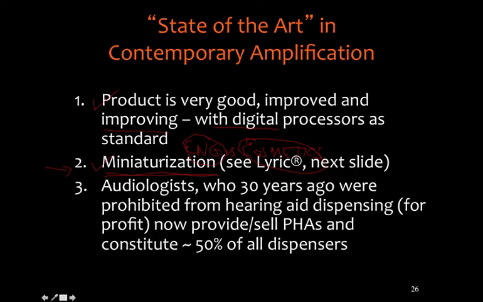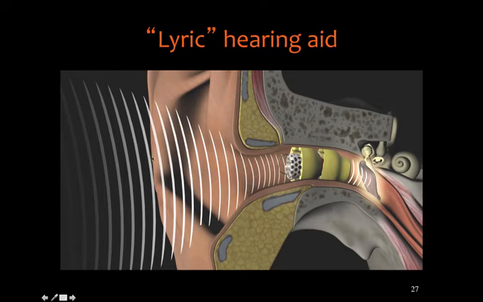I'm going to jump ahead to the next slide just to show you sort of the latest and greatest. So here's a contemporary product called Lyric. Lyric is an insertable hearing aid which goes down deep into the ear canal. This is a hearing aid that is not intended for the user to take in and out of their ear. This is a hearing aid that the hearing aid dispenser or audiologist places into the ear canal and leaves there for 3 months or so until the battery inside of here dies.